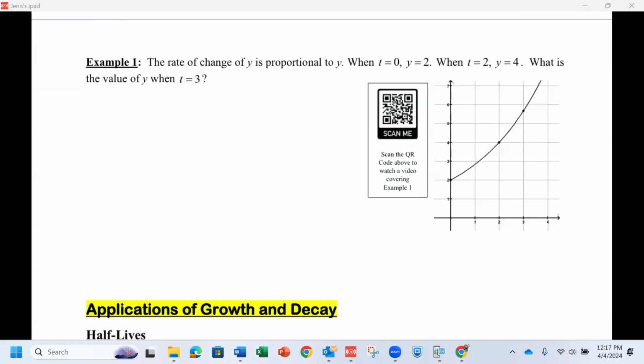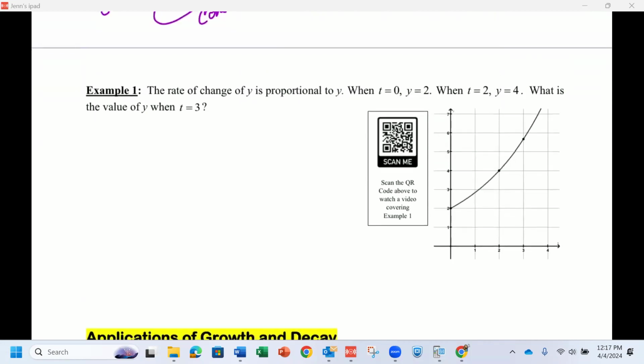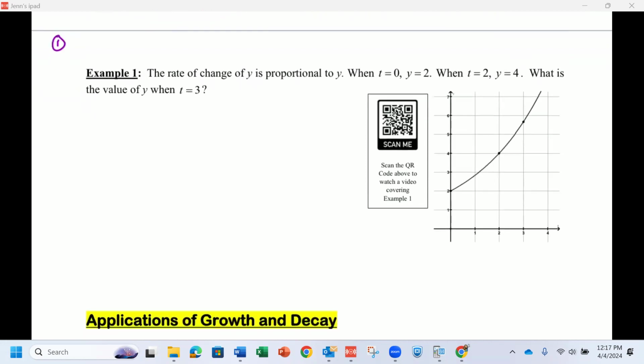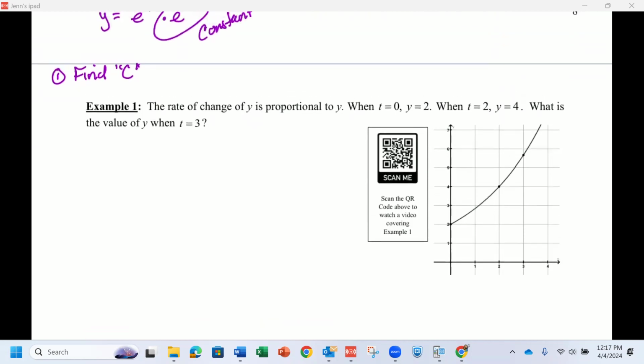All right. When we're looking at these problems, regardless of what formula we're using, it's typically always going to be the same process. A lot of times they're not going to give you the C. They're not going to give you that constant of proportionality. You are going to have to find it yourself. So the first step, if C is not given to you, is to find your C value. Then you're going to want to find the K.